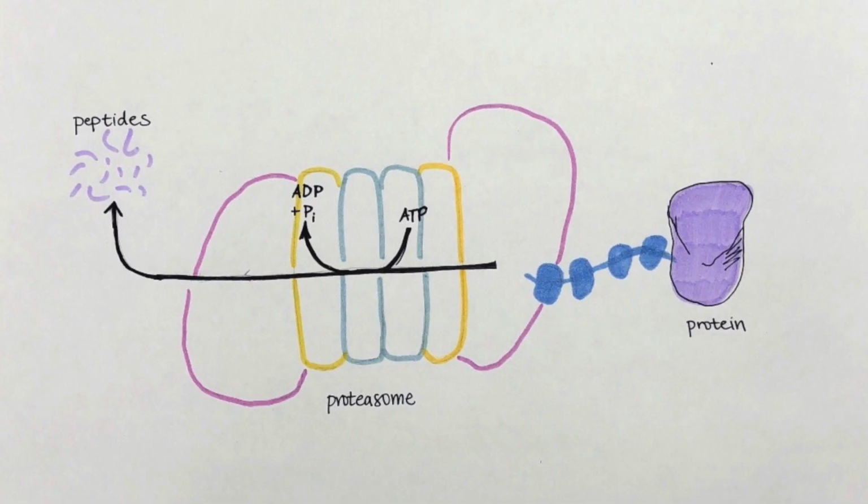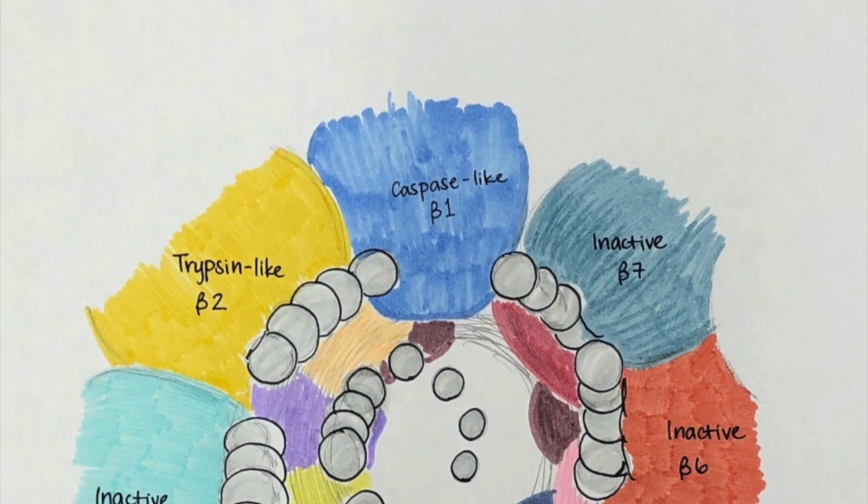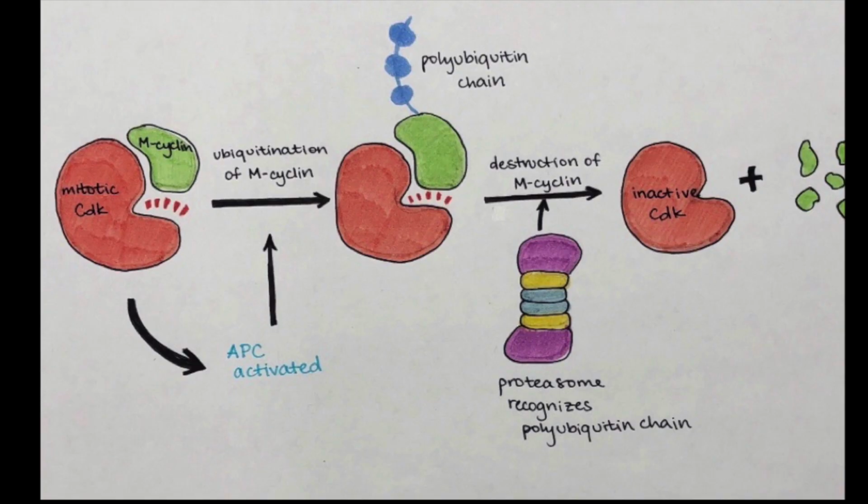Inside, the antechamber recognizes the protein and opens up, allowing the protein to move into the central core. As the protein moves through the central core, specific beta subunits cleave the protein and break it down into amino acids that can be recycled by the cell.